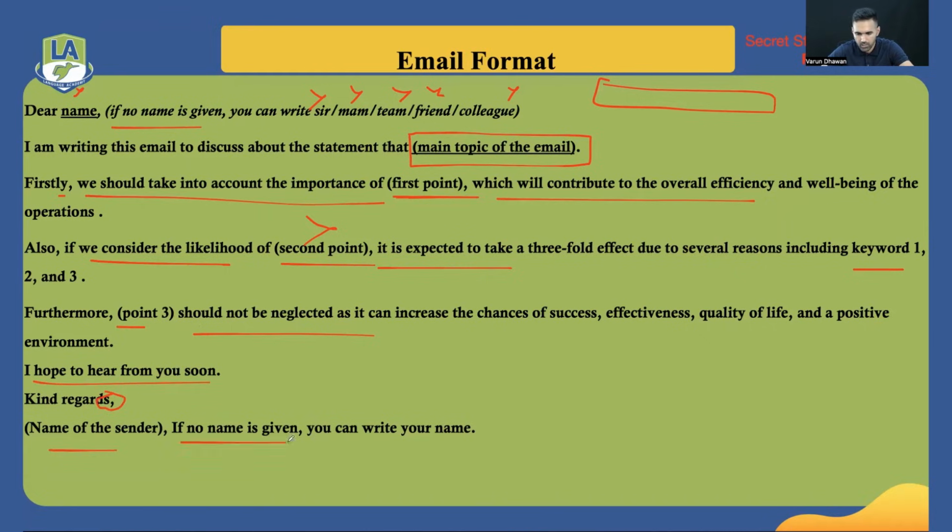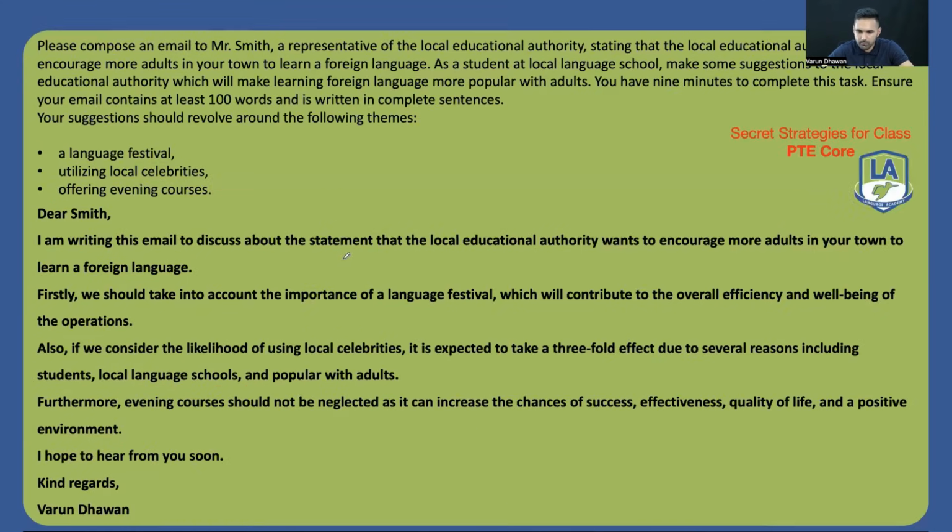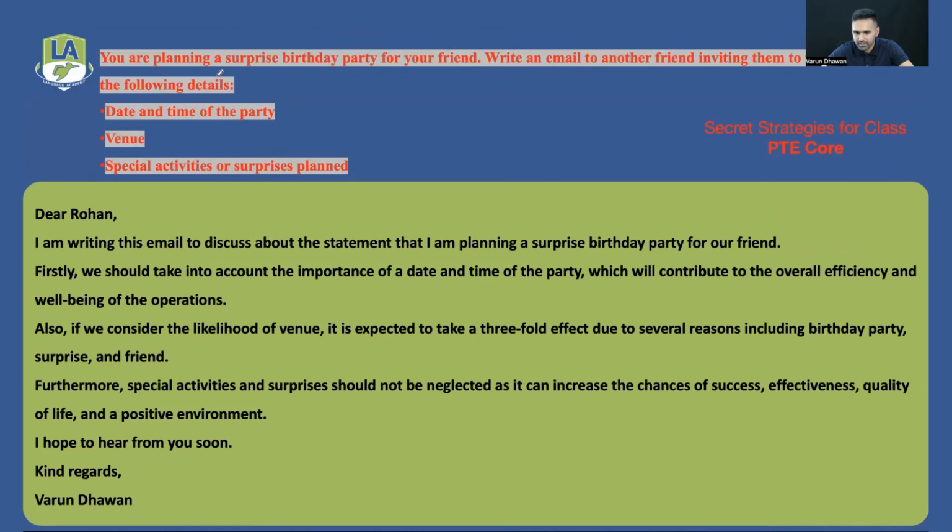If there's no name of the sender, you can just write your name, right? Let's have a look at an example. You're planning a surprise birthday party for your friend. Write an email to another friend inviting them to the party. Include date and time of the party, venue, special activities, and surprises planned.